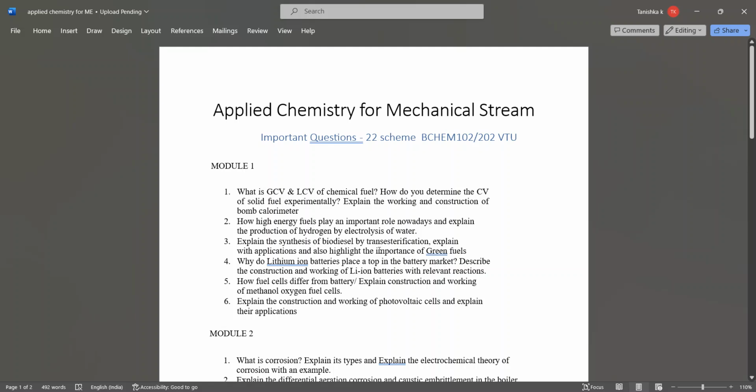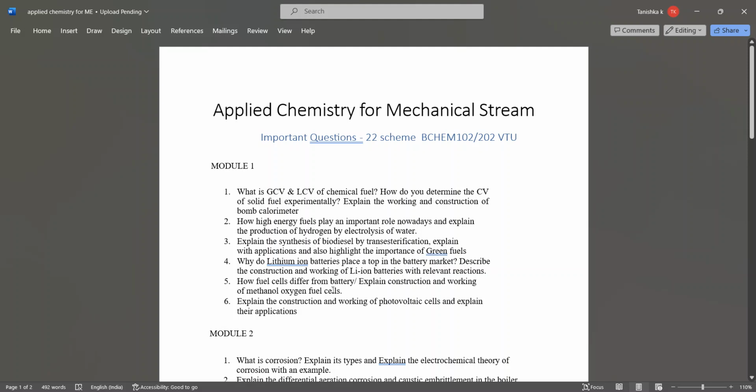Explain the synthesis of biodiesel by trans-esterification. Explain with the applications and also highlight the importance of green fuels. Why do lithium ion batteries place a top in the battery market? Describe the construction and working of lithium ion batteries with relevant reactions.